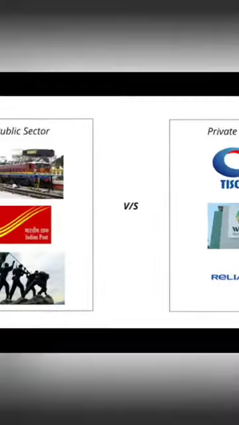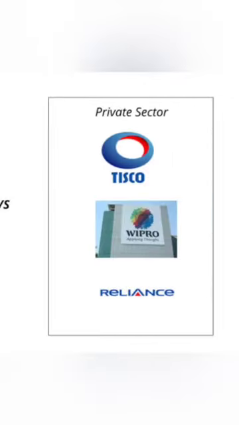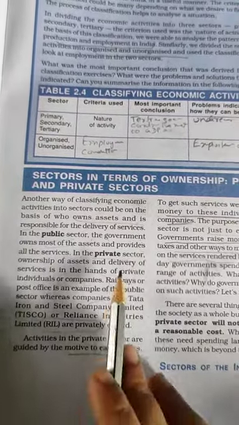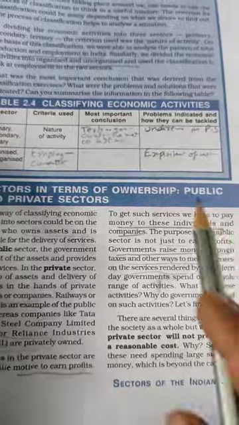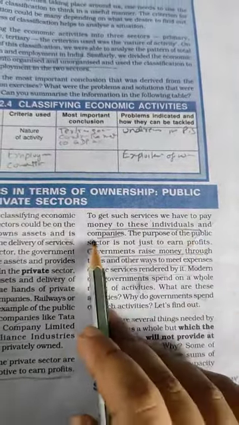Examples of public sector are Indian Railways, Indian Post Office, Indian Defence. Whereas examples of private sector are Tisco, Wipro and Reliance. The main motive of private sector is to earn profit. To get these services, we have to pay money to these individuals and companies.